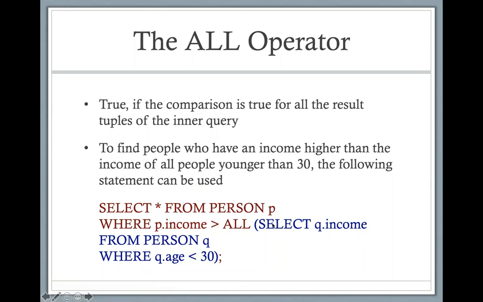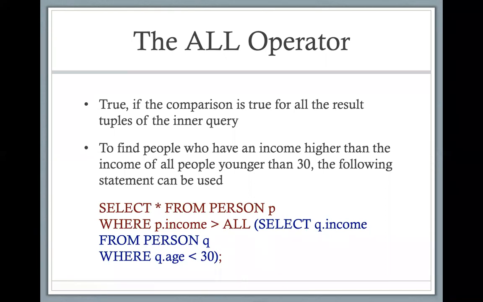So if I have an inner query, and then I use ALL in a condition, then it's gonna return a record in the outer query only if it's true for all the result tuples of the inner query. So again, the subquery would return a list of results. If all of these results satisfy the condition, then I return the record from the outer query. Otherwise, I skip this record and move to the next record.